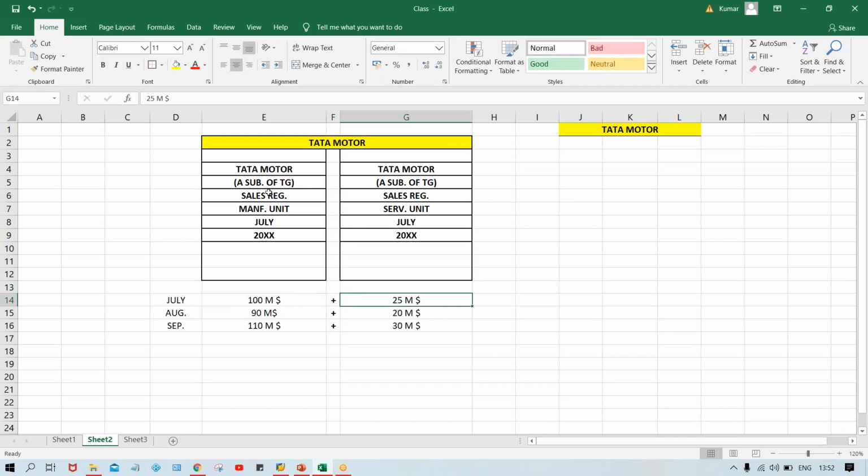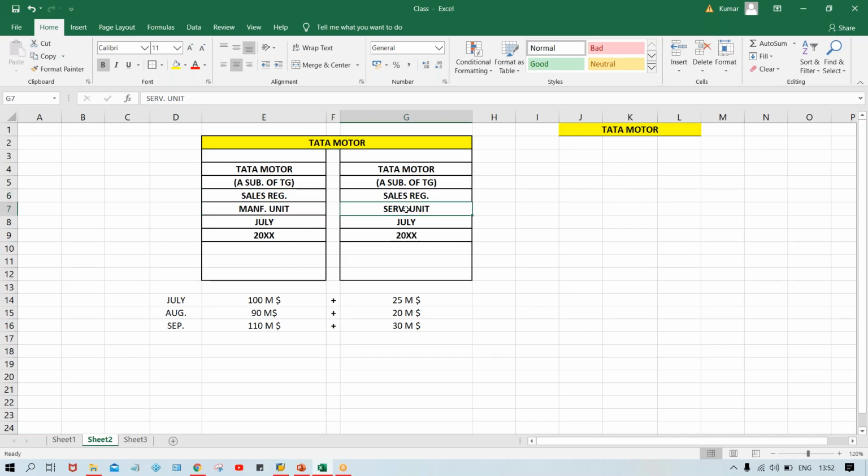Now what is the need of segregating this at manufacturing unit level and service unit level? Because at a micro level, if there is a requirement to know how much revenue came from the manufacturing unit and how much from the service unit, this is possible only if two different registers are there, right?